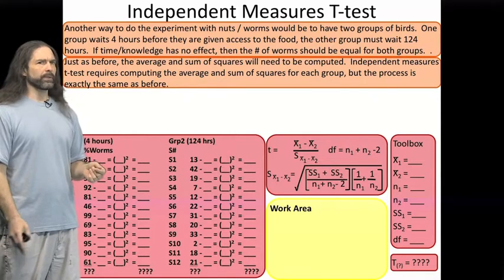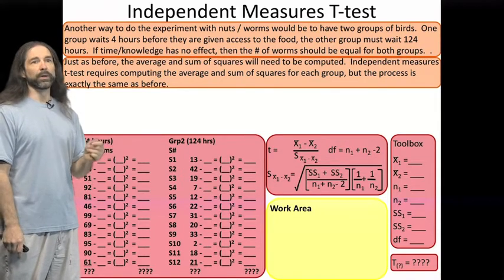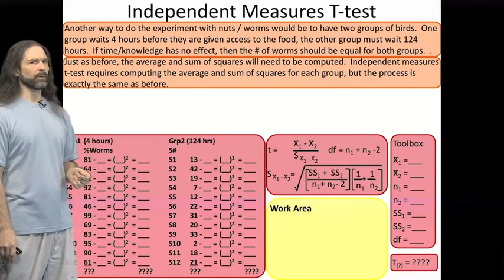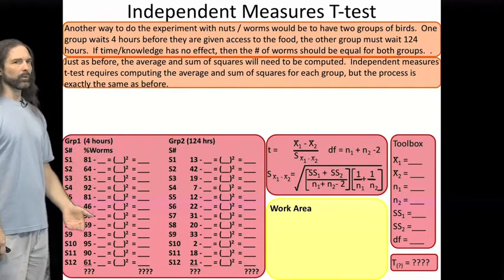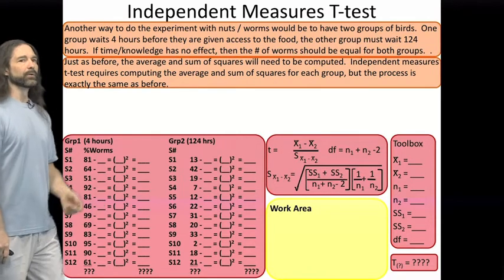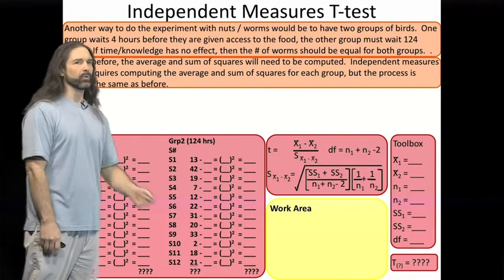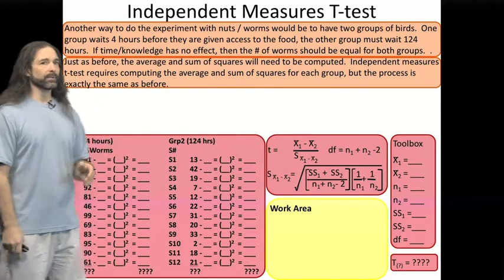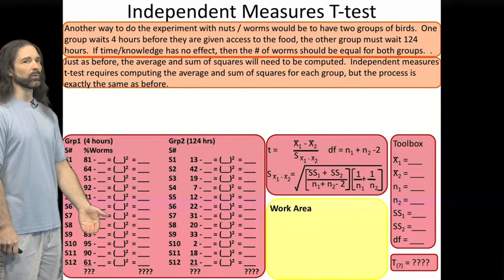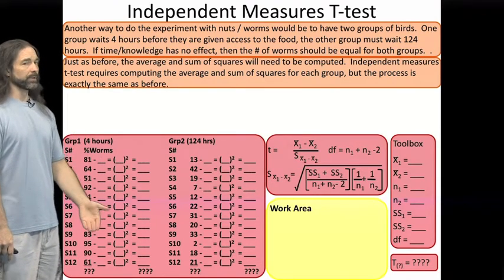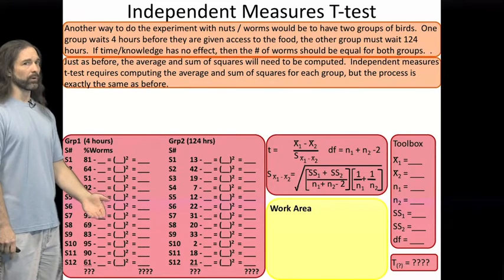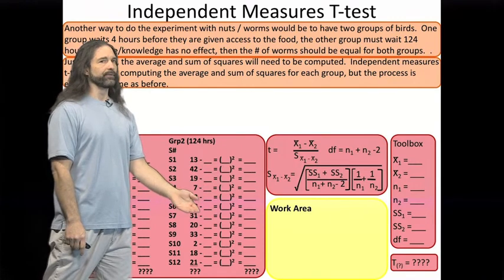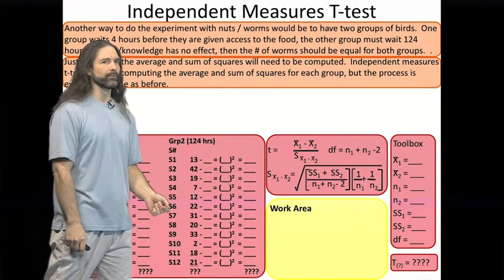So before, when we did this example, we actually did 2 one-group t-tests. But it makes much more sense to do this in one experiment. So I will have group 1, which was the 4-hour group, and then group 2 will be the 124-hour group. If they did understand that there was a difference, then I should see a difference between the number of mealworms that this group digs. This group should dig significantly higher percentage of worms than the 124-hour group. This group should dig significantly fewer worms after 124 hours.